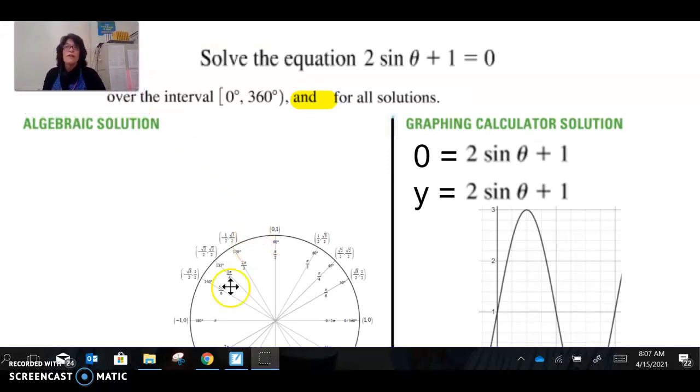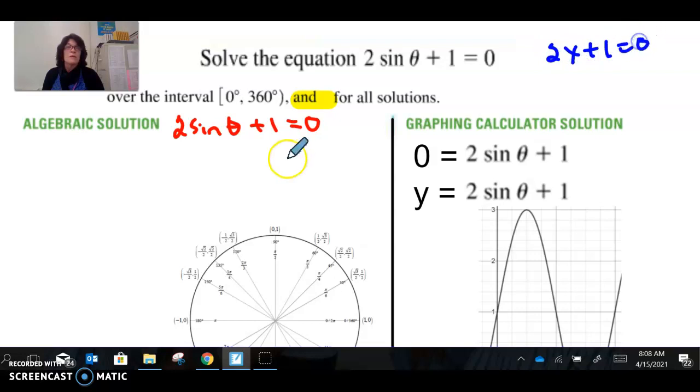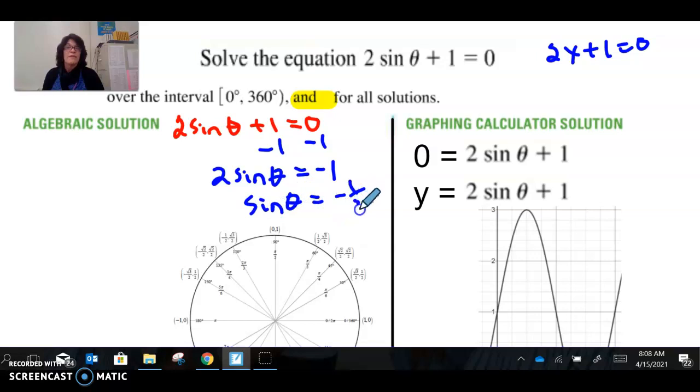This part I love, solving equations. It's just like solving equations in algebra, except we're using trig, but we still do the same idea. If I want 2 sine theta plus 1 equals 0, I still do the same things I would do if it was 2x plus 1 equals 0. And what would you do? Subtract 1, divide by 2, right? So 2 sine theta equals negative 1. Sine theta equals negative 1/2.